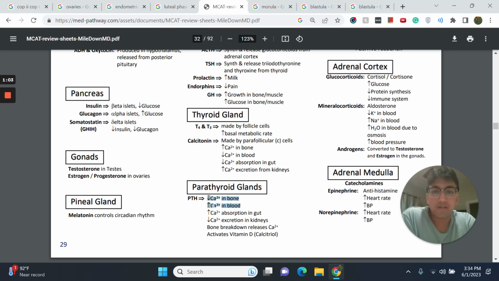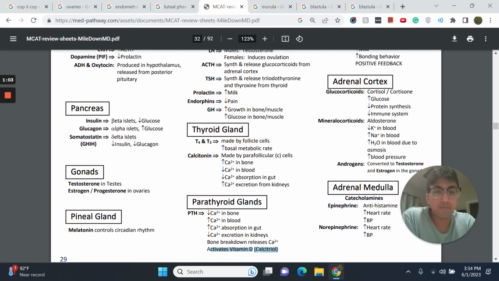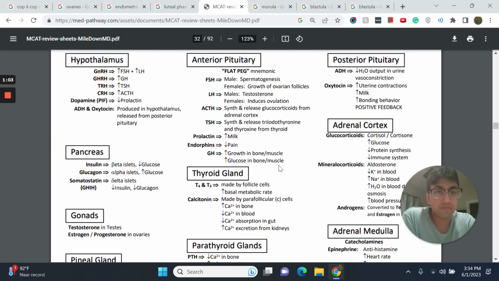It decreases calcium in bone, increases calcium in blood, increases calcium absorption in gut, decreases calcium excretion in kidneys, and then because of the bone breakdown that's happening here, we have more calcium in the blood, and it also activates vitamin D. And vitamin D is another way of saying calcitriol.